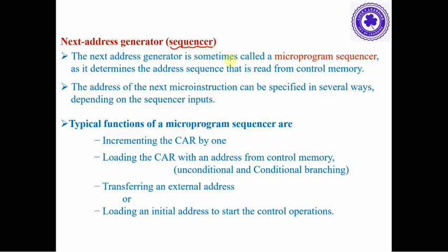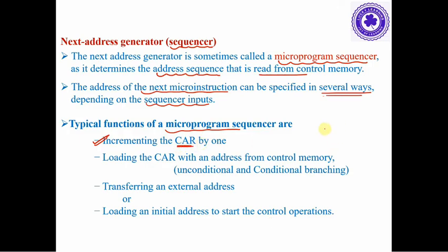The next address generator is called microprogram sequencer as it determines the address sequence that is read from the control memory. Means which instruction is to be executed next is going to be decided. The address of the next micro instruction can be specified in different ways depending on what sequence the microprogram follows. The typical functions of microprogram sequencer are incrementing the control address register by 1.